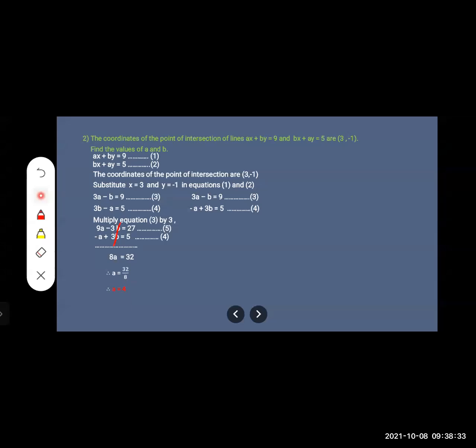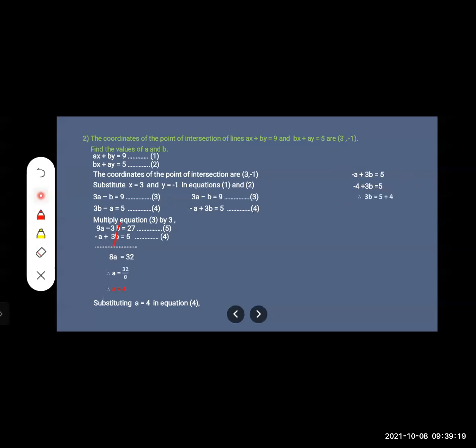Okay, students. So what is our aim? Find the values of a and b. So we found one value, that is a. And now we have to find the next value. See, what you have to do? Substitute a equal to 4 in equation 4. Any one equation you can substitute: 3, 4, 5. I have taken the fourth equation. Minus a I have written as it is, and 3b equal to 5. So equation I have written first. Now I am substituting 4 in place of a. So minus 4 plus 3b equal to 5.